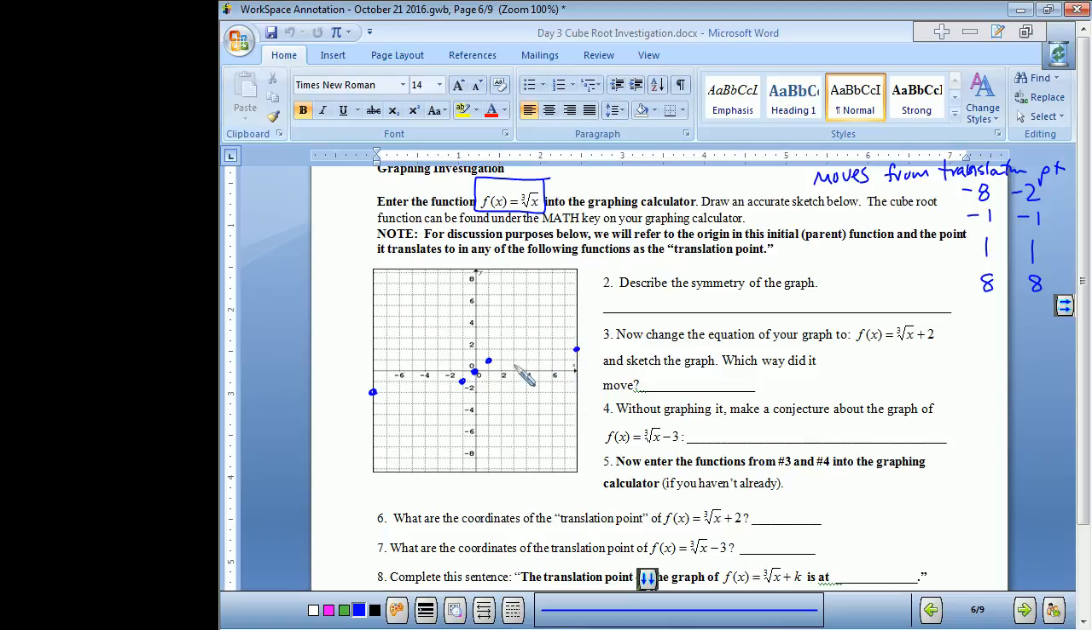The reason I make these moves is because the cubed root of negative 8 is negative 2. The cubed root of negative 1 is negative 1. The cubed root of positive 1 is 1. And the cubed root of 8 is 2. That's where the moves come from. They come from the function. So then we'll do our little squiggle.